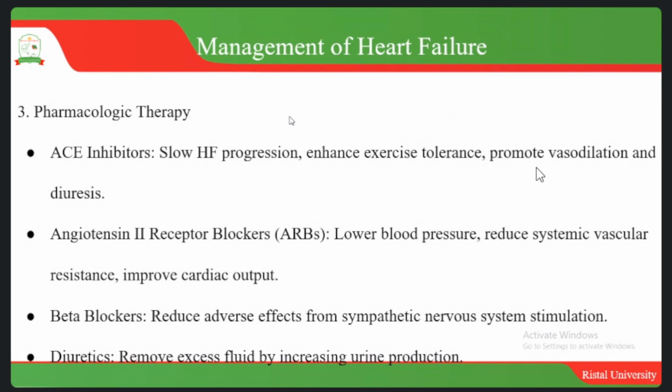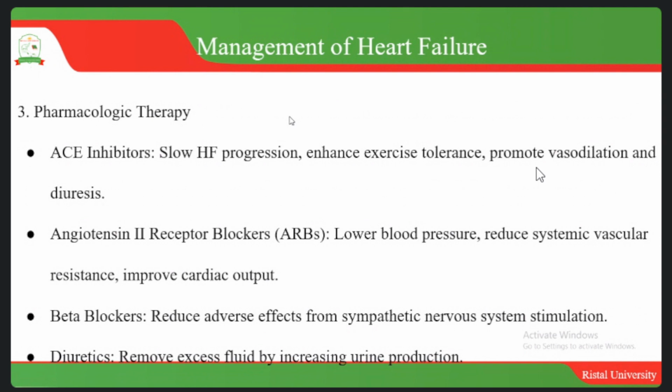These lower the blood pressure, reduce systemic vascular resistance, and improve the cardiac output. The receptor is where angiotensin 2 will always bind to, and when it binds onto these blockers, it ends up inhibiting its activity on the blood vessels, and now it will lower the blood pressure, because in the presence of angiotensin 2, its effect will lead to an increase in blood pressure if there are no angiotensin 2 receptor blockers.